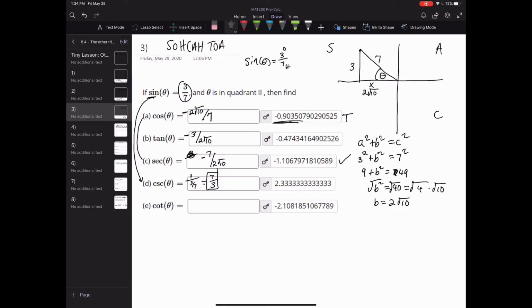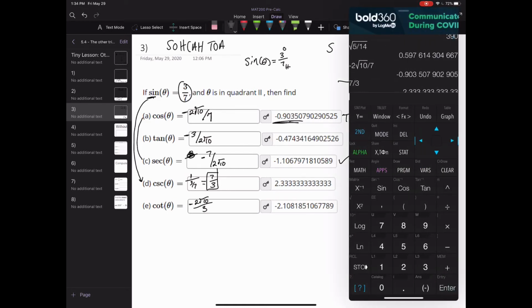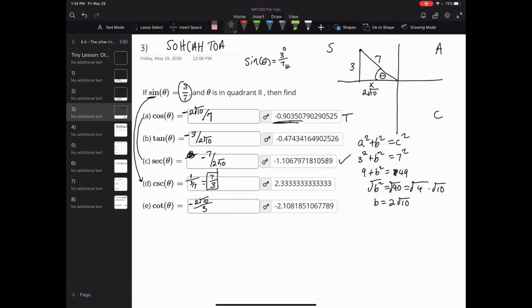Cotangent, you just do the same thing too, so it'll be negative 2 radical 10 over 3. And just to prove that that's right, 2 radical 10 divided by 3, and there should be a negative sign in front of it. Yep, there we go, all correct.